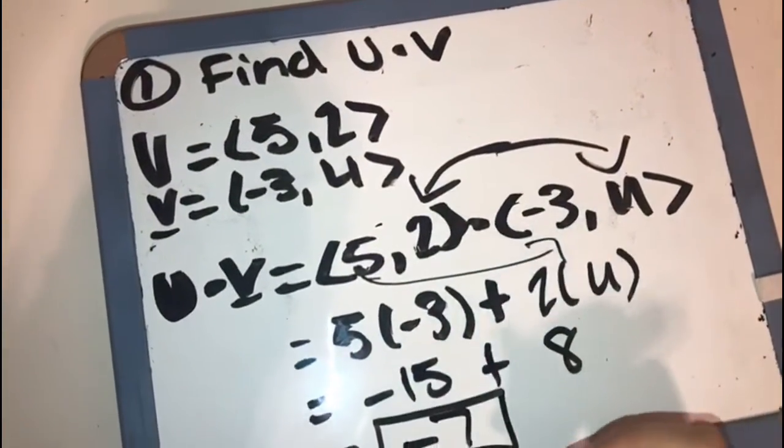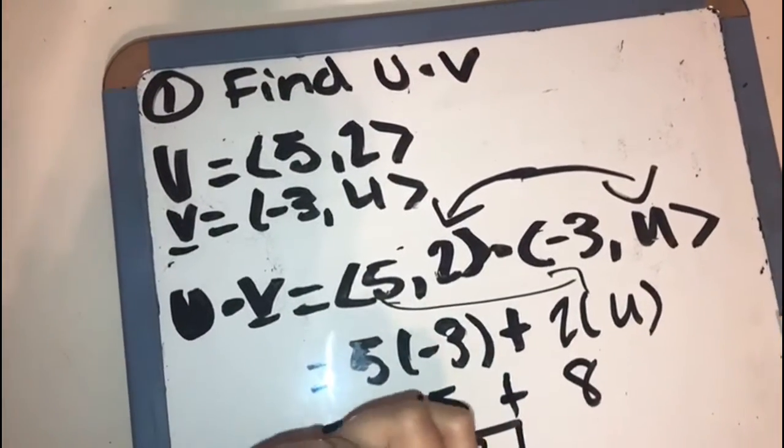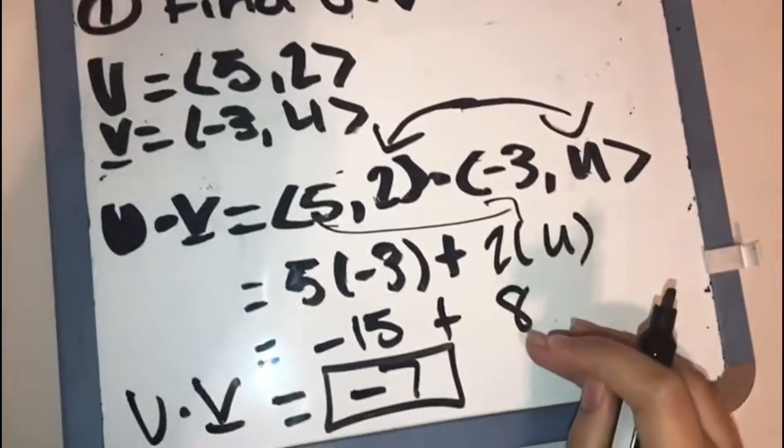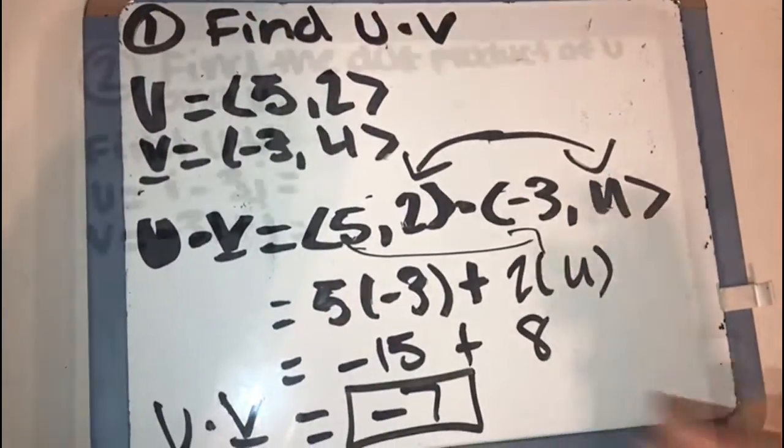So basically this is your answer. u times v equals -7. So basically this would be your answer for this problem. And let's go on to the next one.